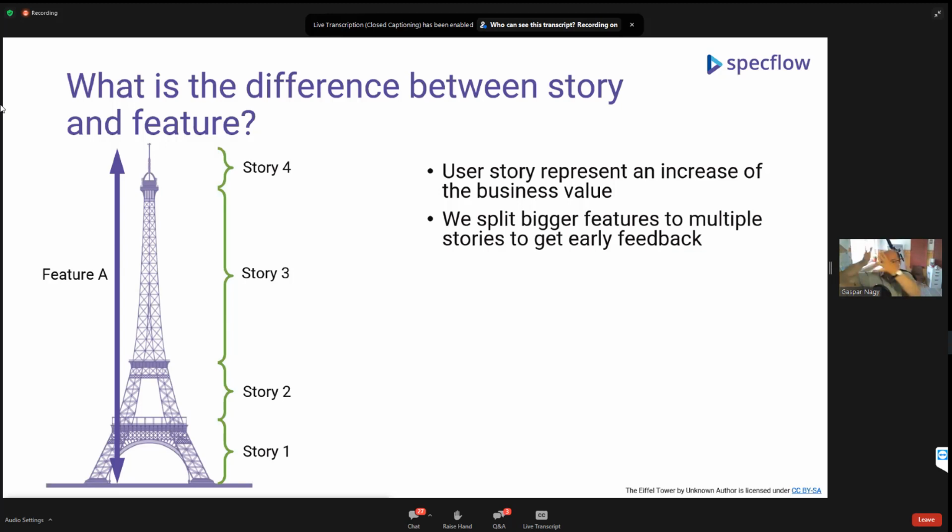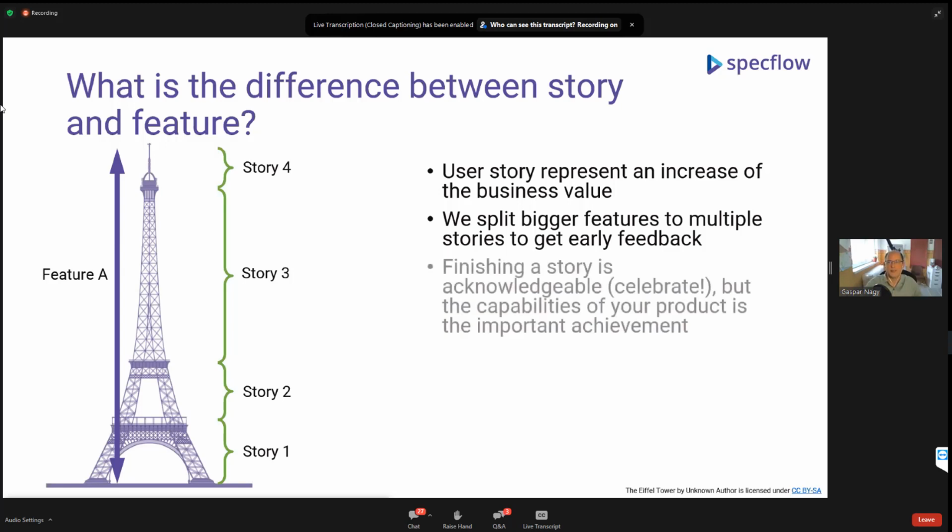But if you are making it in smaller increments, then basically we can get faster or early feedback. So that's the point of the user story concept, at least in contrast with the feature. Especially if you are thinking about Scrum, when we finish a story, that's a great thing.